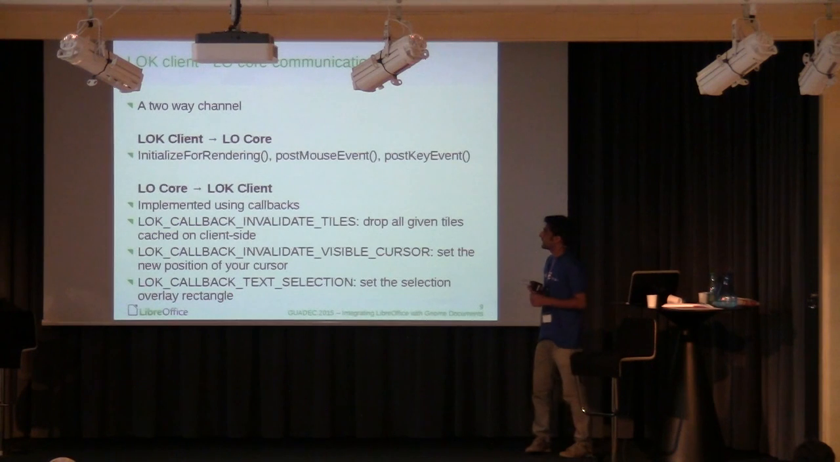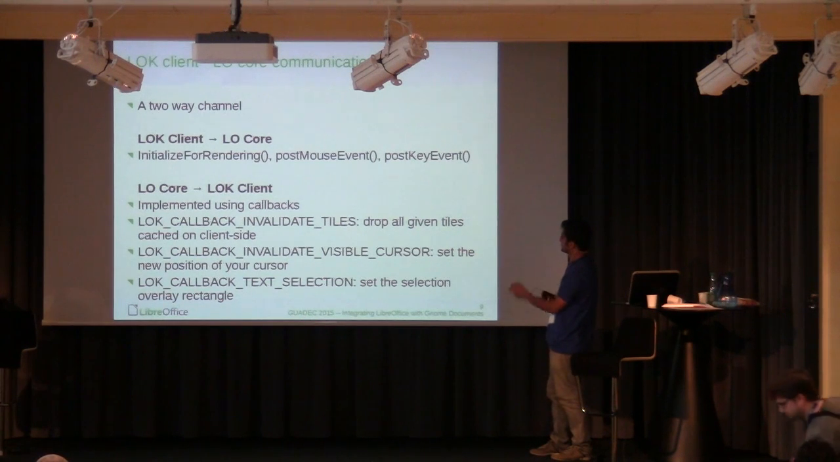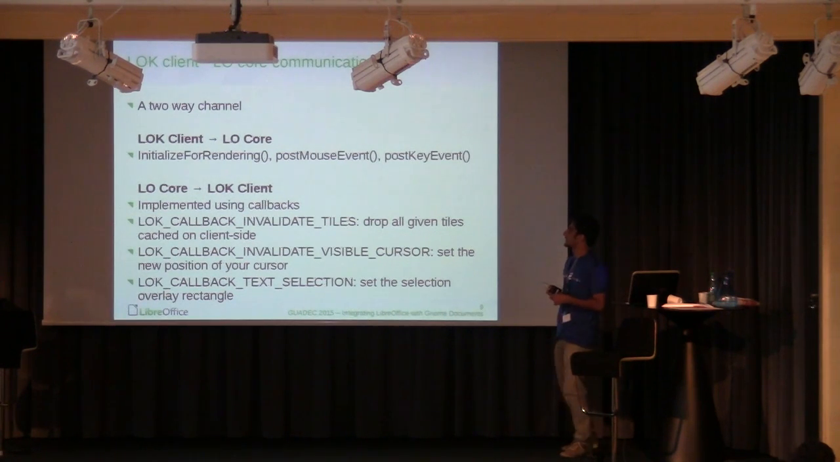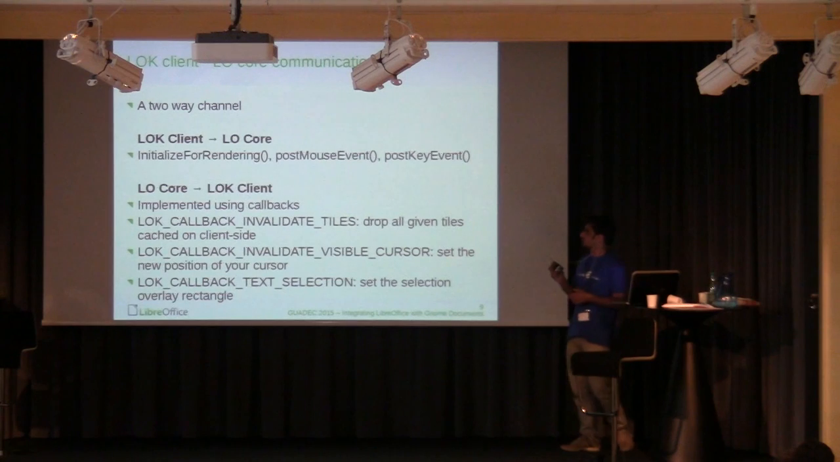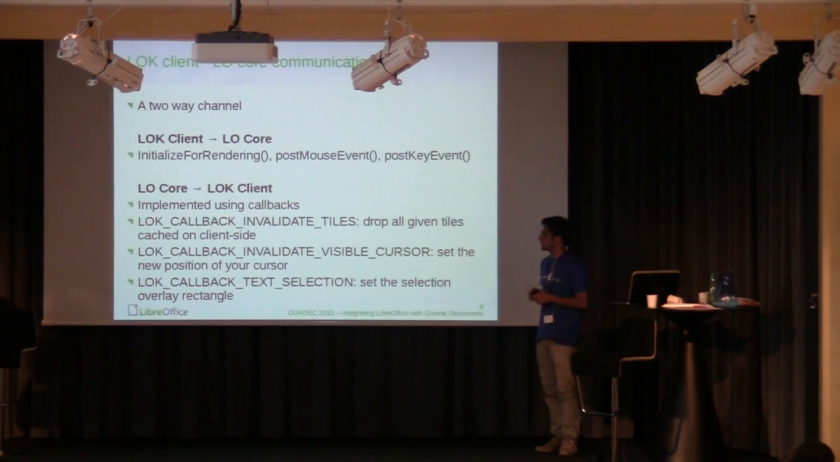Now let's talk about the communication that happens between the LibreOffice Kit client and the LO core in the backend. It's a kind of two-way channel. The communication between the LOK client, the LibreOffice Kit client, and the LO core is initialized with these function calls. You first have to call initialize for rendering, which prepares the LibreOffice core for rendering, so that you can later ask the LibreOffice core for the tiles that you want to show on the screen. Besides that, there are some other basic functionalities like postMouseEvent and postKeyEvent, so that all your mouse hits and key events get interpreted via the LibreOffice code and it acts accordingly.